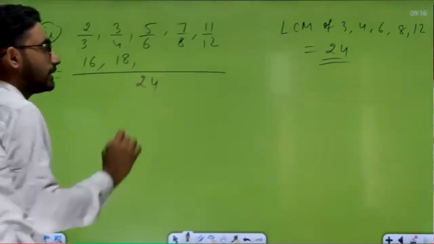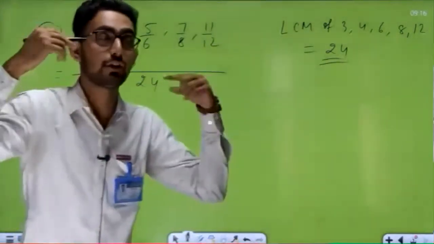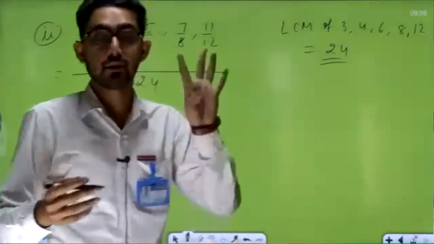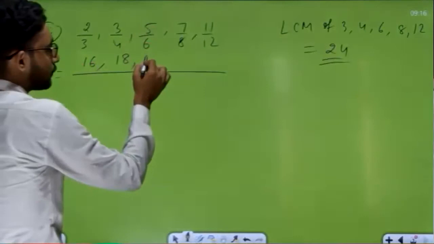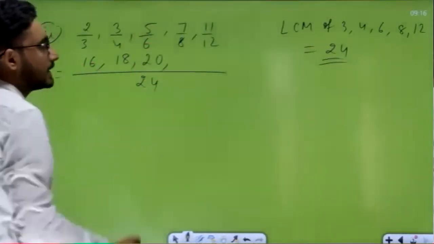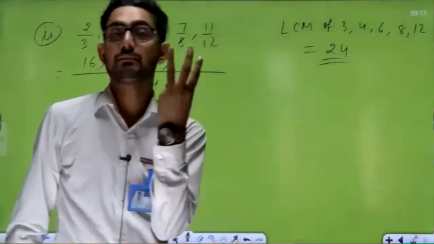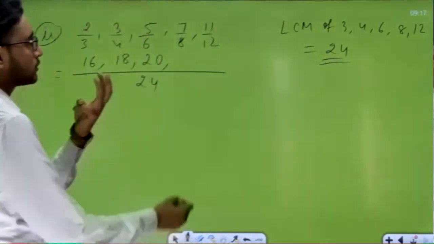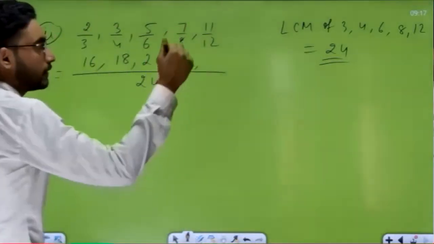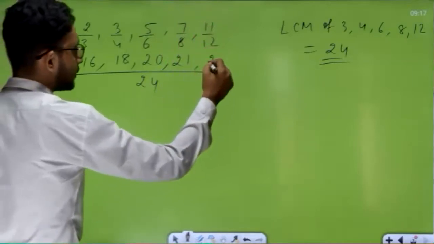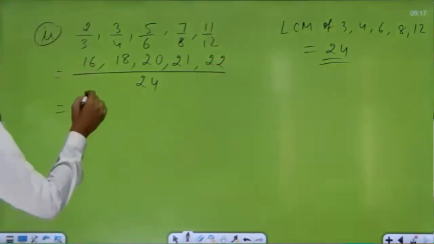Now 6 how many times 24? Think in your mind. 6 how many times? 4 times. 4 multiplied by the numerator 5 is 20. 8 how many times 24? 3 times. So 3 multiplied by 7 is 21. And 12 only 2 times. 2 into 11 is 22. Now you can write down like this.